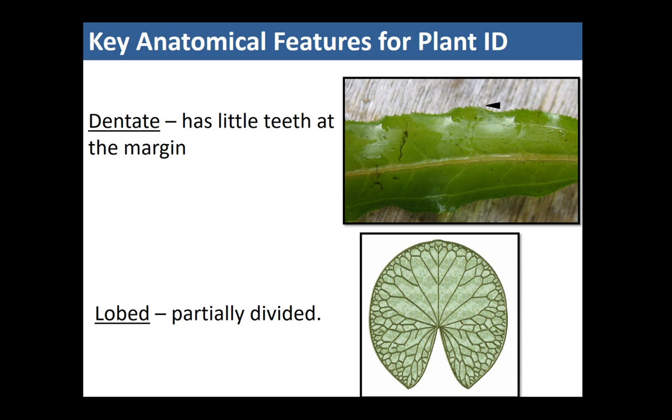Okay, and the bottom then is an example of an edge that we would say is lobed. A lobed leaf means it's partially divided, and the edge of the leaf has a sinus in it where it's being cut into.